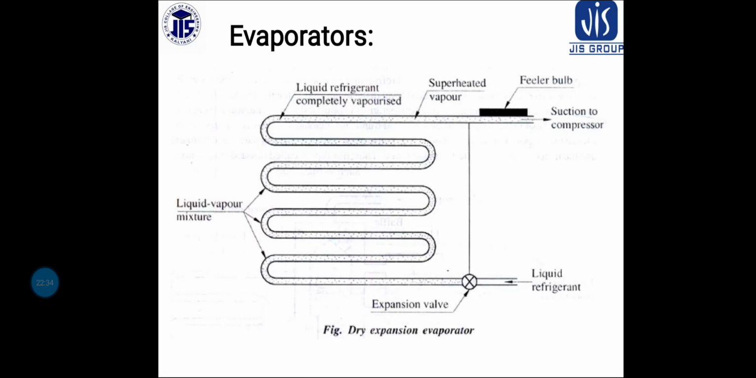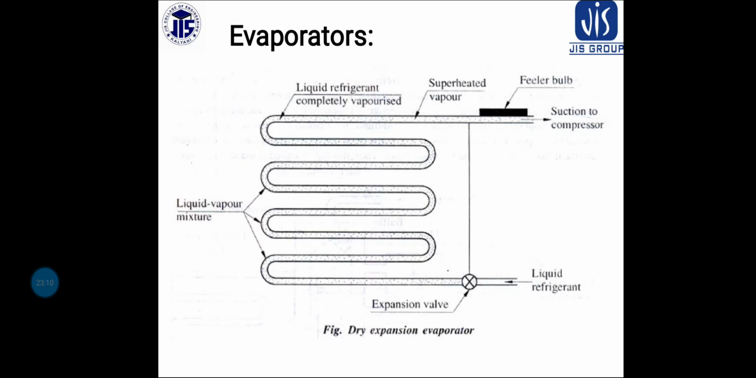What do you mean by dry expansion evaporator? In the figure you can see it is easy. The basic schematic diagram of the dry expansion evaporator is shown. The liquid refrigerant is coming from the expansion valve and passing through this tube as a liquid vapor mixture, and at the outlet it goes towards the compressor.